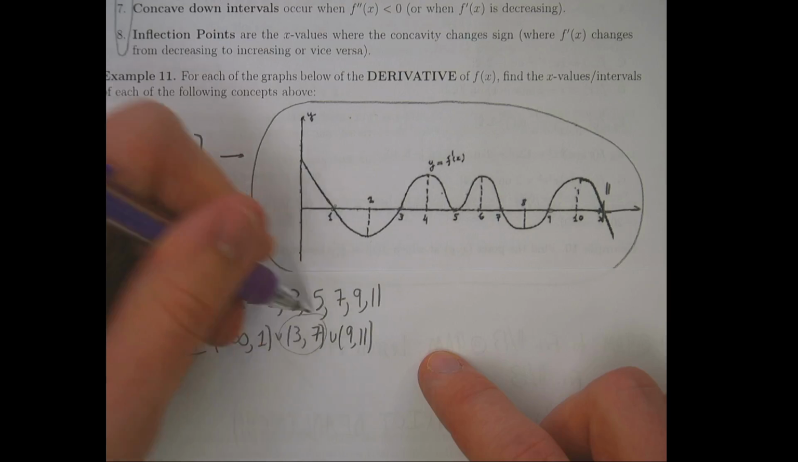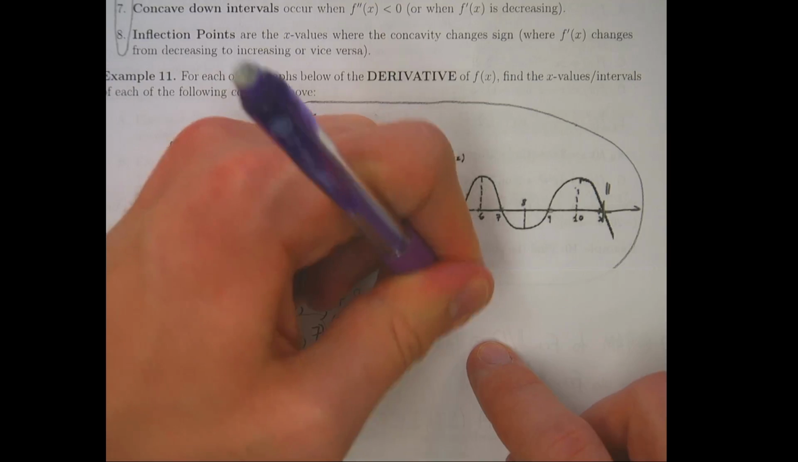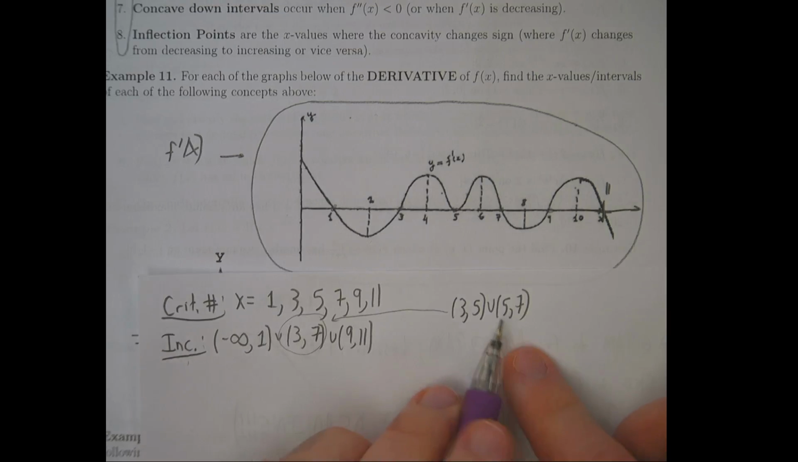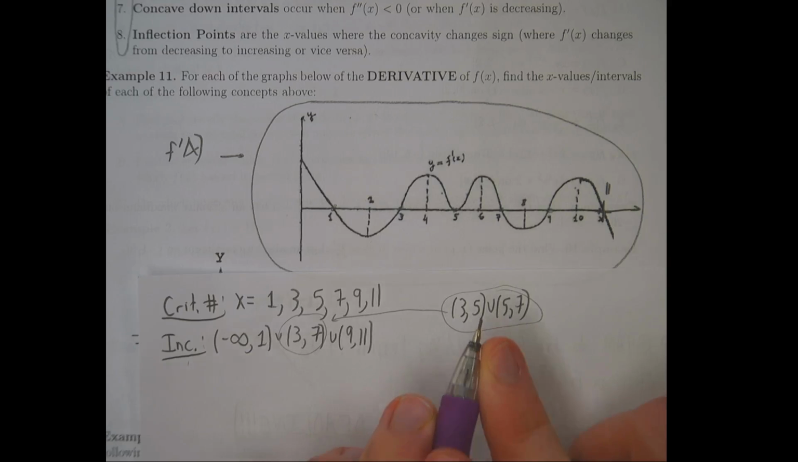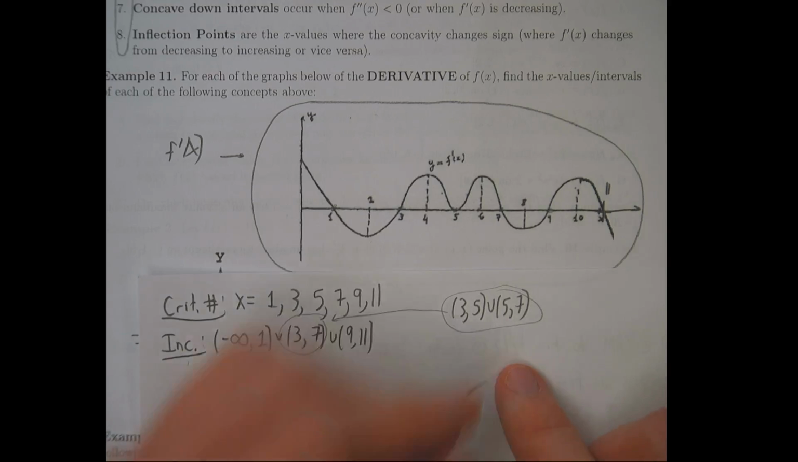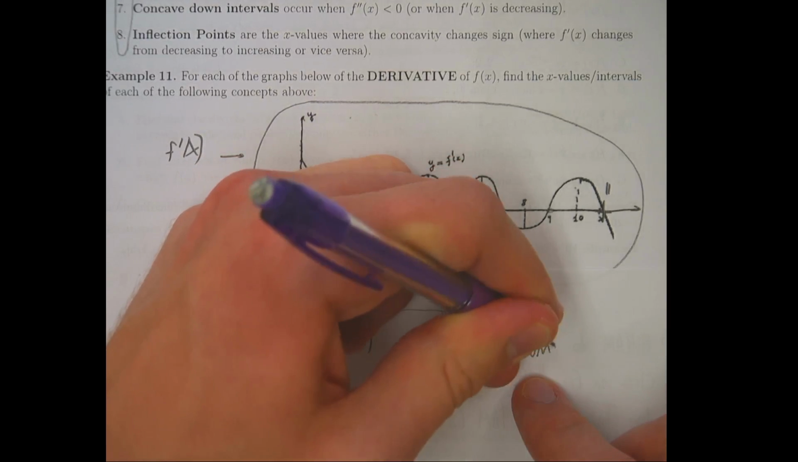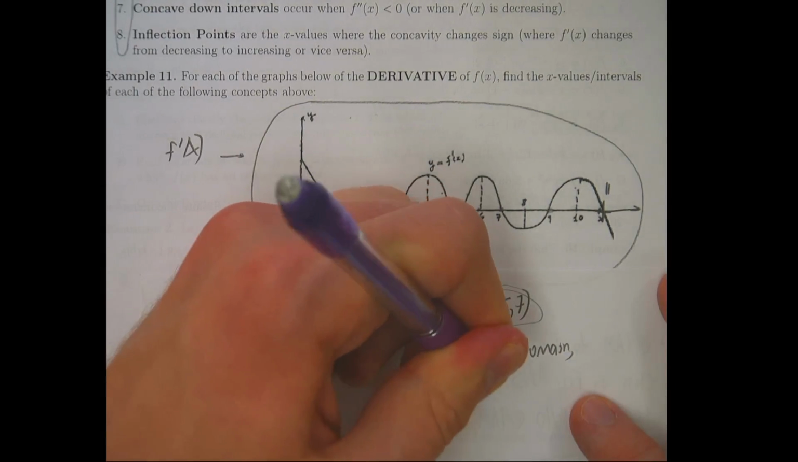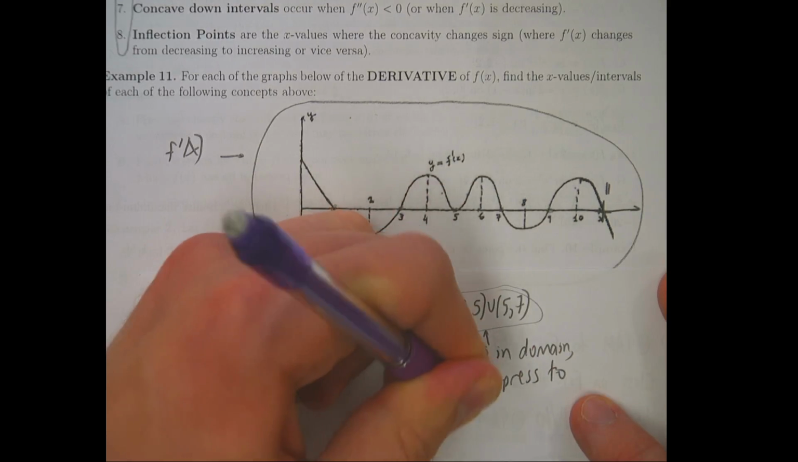Let me make a quick remark here. Normally you would technically have 3 to 5 and then 5 to 7. But since these 2 intervals are only missing 1 point, x equals 5, that is inside the domain of the function, we compress it to 3 to 7.